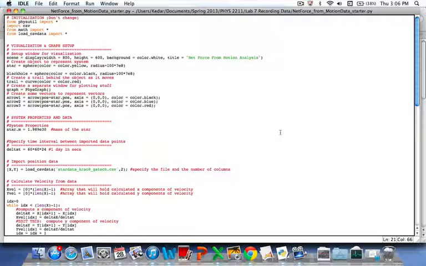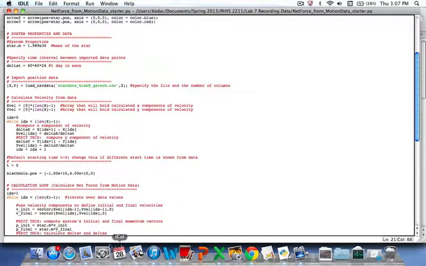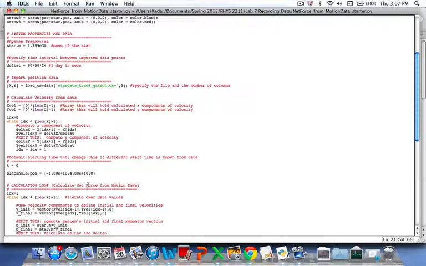The initial conditions given to us are the mass of the star, which is 1.989 times 10 to the power of 30 kilograms, and delta t, which is 86,400 seconds, the number of seconds in a day, and the initial position of the black hole, which is, in my case, -1 times 10 to the power of 10, comma 4 times 10 to the power of 10, comma 0 meters.